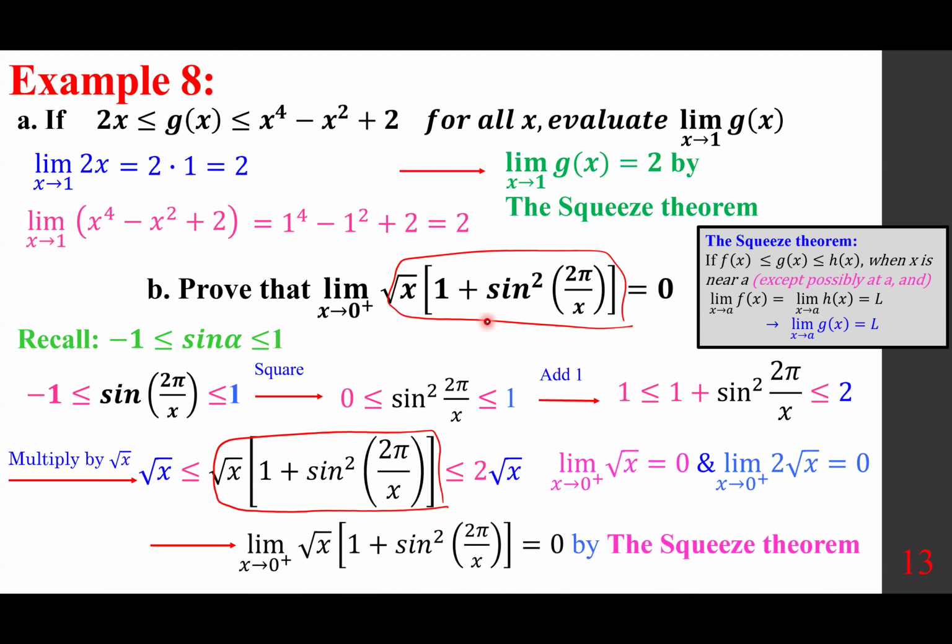All right, so a quick recap for this one. Anytime sinusoidal functions are involved, start with this trick that sine or cosine is between -1 and 1, and then make the expression look like what you want to get, and use the squeeze theorem.